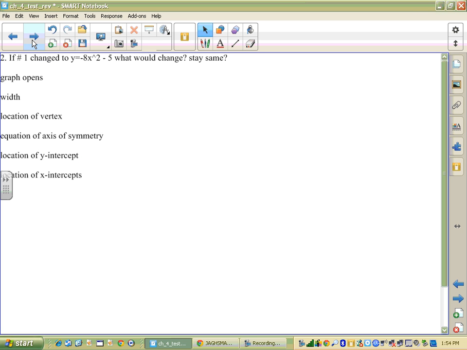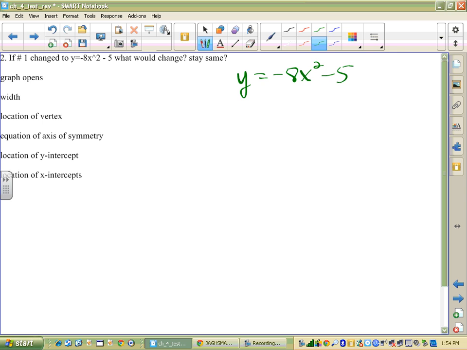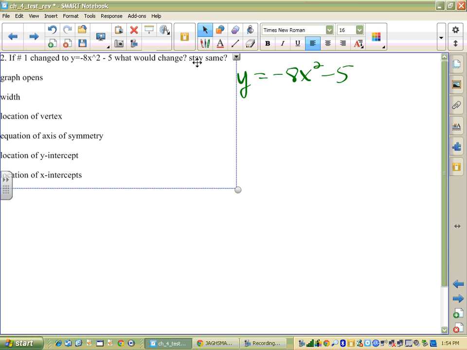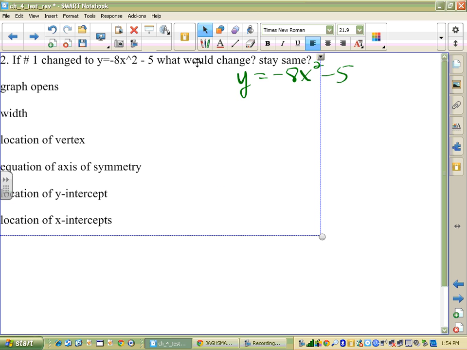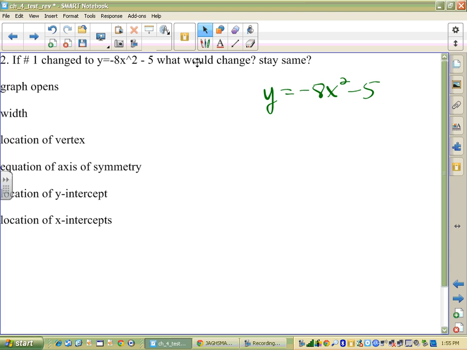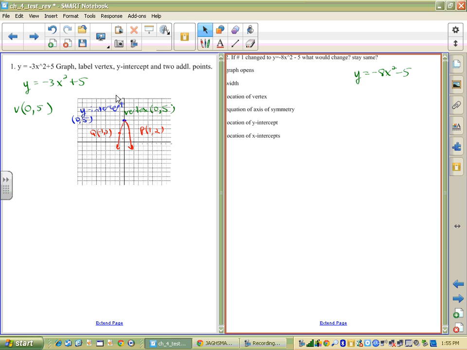Number 2 goes like this. Number 2 says if the problem from the last one had changed to this, y equals negative 8x squared minus 5. So let's zoom in on that a little bit better. If the problem from number 1 had changed to this, what would stay the same and what would change? How does the graph open? The graph is opening downward.